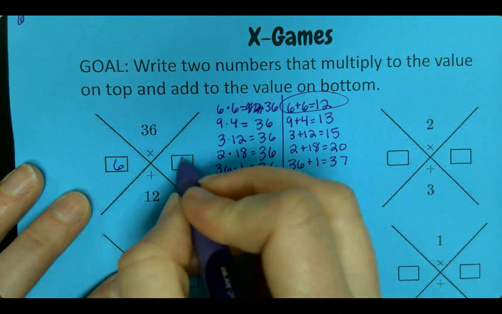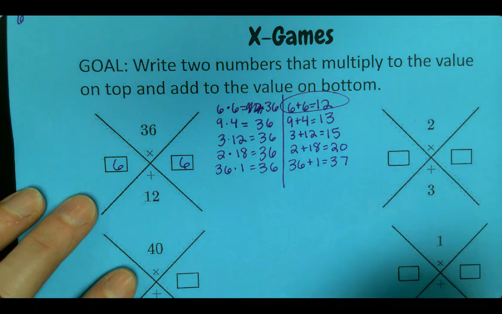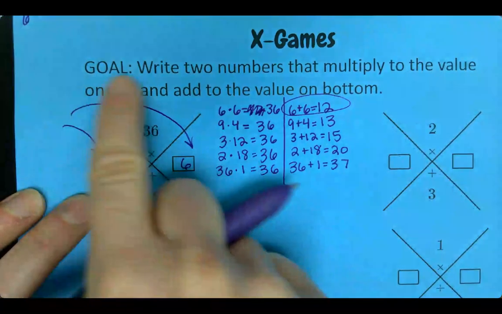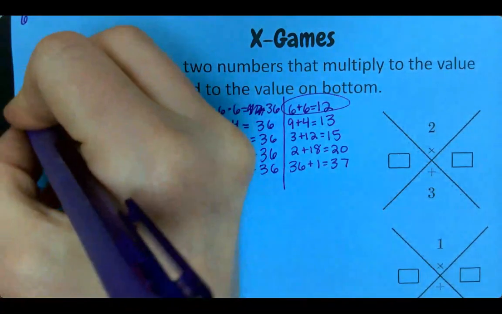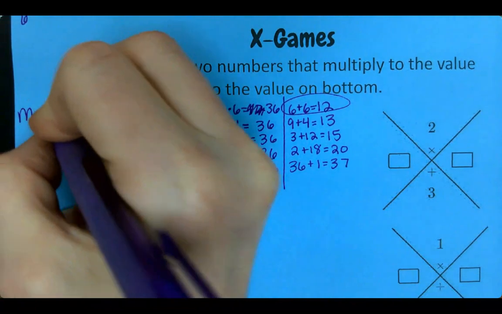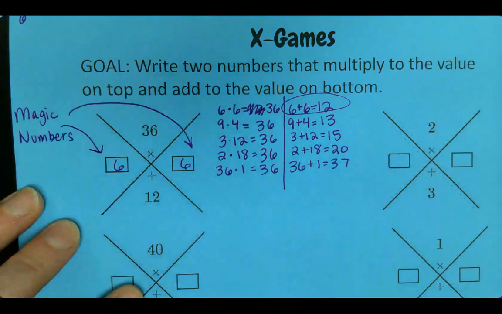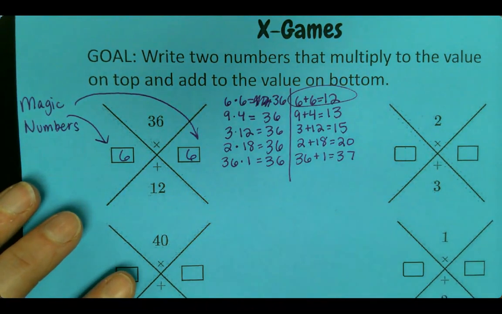So 6 and 6. Whenever I refer to these numbers that give us what we want, which is our goal, two numbers that multiply to get the top and add to get the bottom, these are going to be called our magic numbers. It's going to help us with factoring later. We got to know how to get to those magic numbers.